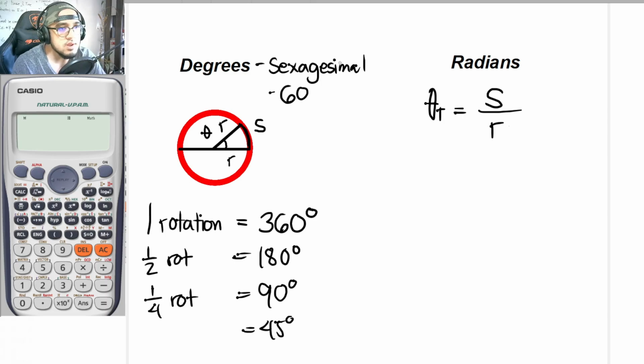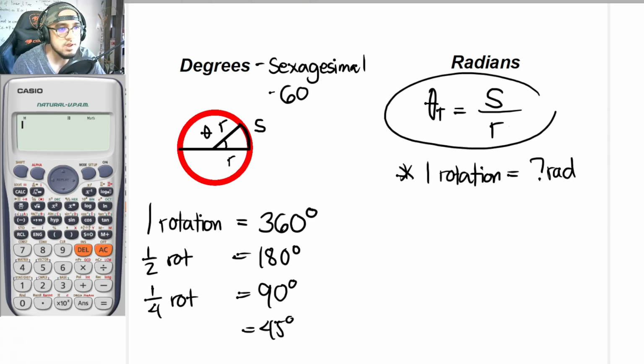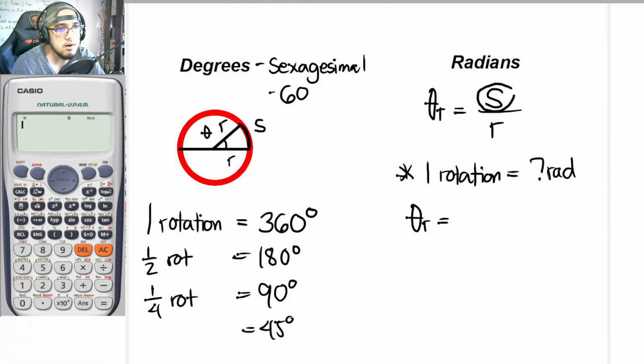Okay, so what is the number of radians in one full rotation? By the way, one rotation is equal to how many radians? Let us solve for it using this equation. The angle in radians is equal to the arc subtended by one full rotation, divided by the radius.